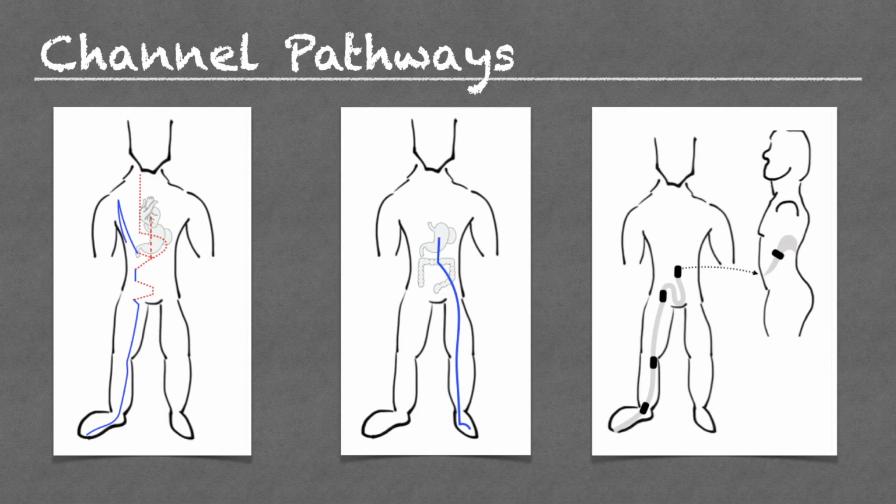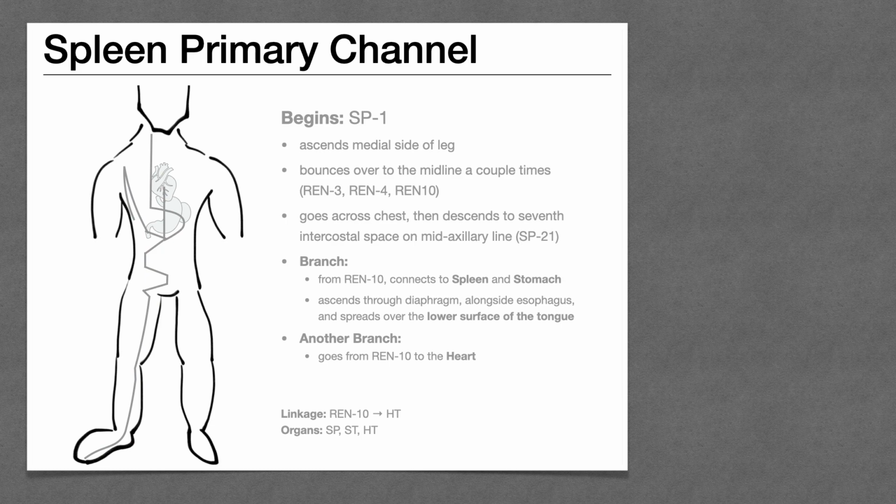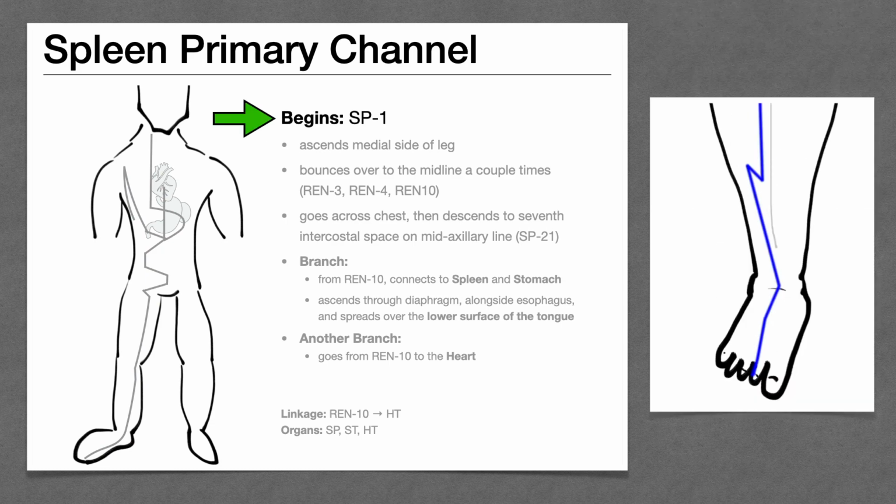Next, we'll look at the channel pathways. Again, understanding the pathways of the channels can give us further understanding of point functions and why these points can do the things that they do. So we'll start with the primary channel. The channel begins at spleen 1. Remember, our linkage from the previous channel was this internal pathway from stomach 42 to spleen 1. So that's why the channel starts at spleen 1.